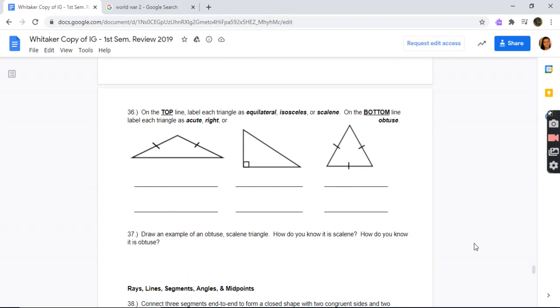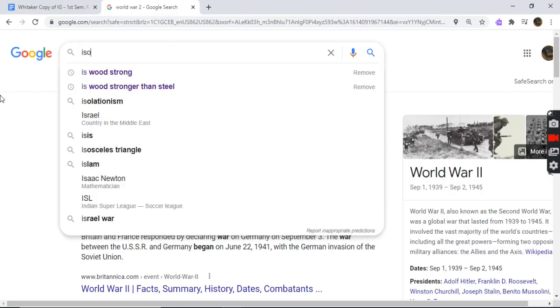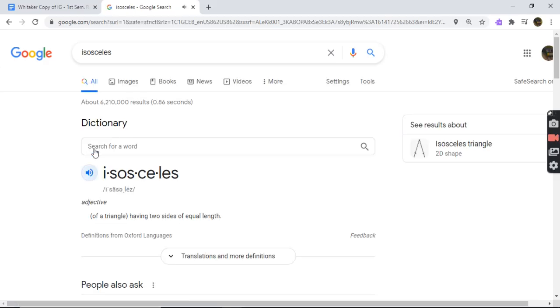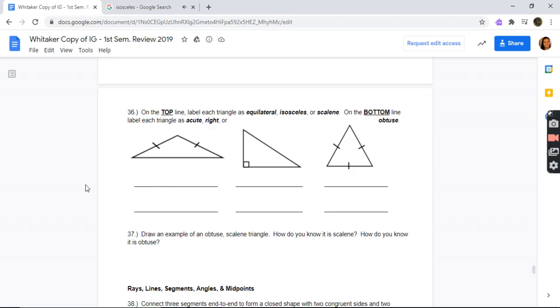On the top line, label each triangle as equilateral, isosceles. How do you say it, obviously? Isosceles. Isosceles, thank you. Equilateral, isosceles, or scalene. On the bottom line, label each triangle as acute, right, or obtuse.